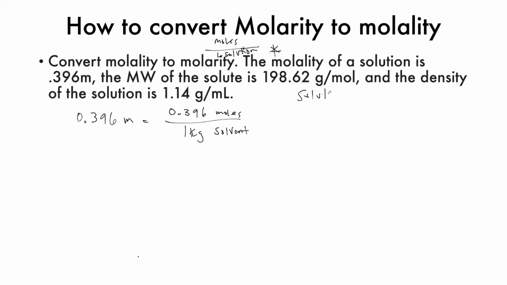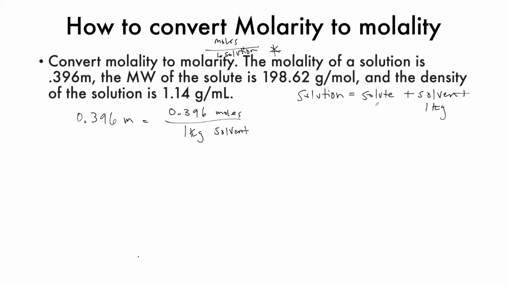So if we want to know how much the total solution is, like we said before, the solution is the solute plus the solvent. So if we know how much solvent there is, we can say there's 1 kilogram. And this is just basically making an assumption. So don't worry about trying to figure out how much solvent there is. If we just assume 1 kilogram total, this will give us the 0.396 moles as well. So hopefully that makes sense.